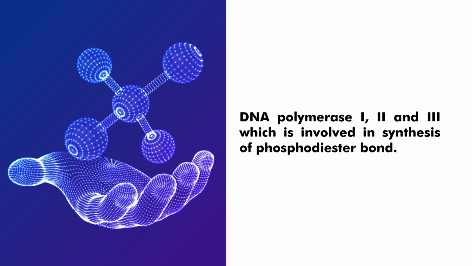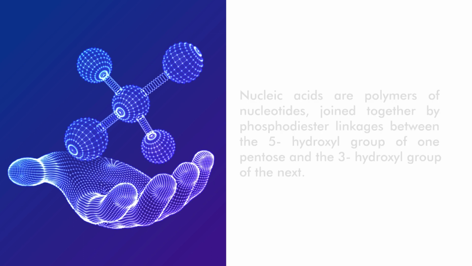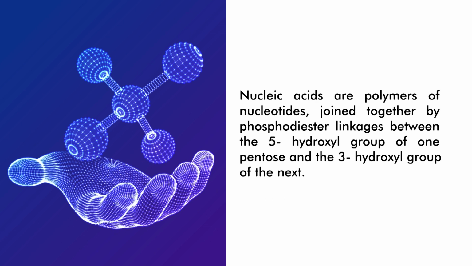Now next enzyme is DNA polymerase first, second and third, which is involved in synthesis of phosphodiester bonds. So the next question is, what is a phosphodiester bond and how is it formed? So DNA phosphodiester bonds link successive nucleotides in nucleic acid. All nucleotides consist of a nitrogenous base, that is purine or pyrimidine, a pentose sugar and one or more phosphate groups. Nucleic acids are polymers of nucleotides joined together by phosphodiester linkages between the 5' hydroxyl group of one pentose and the 3' hydroxyl group of the next.